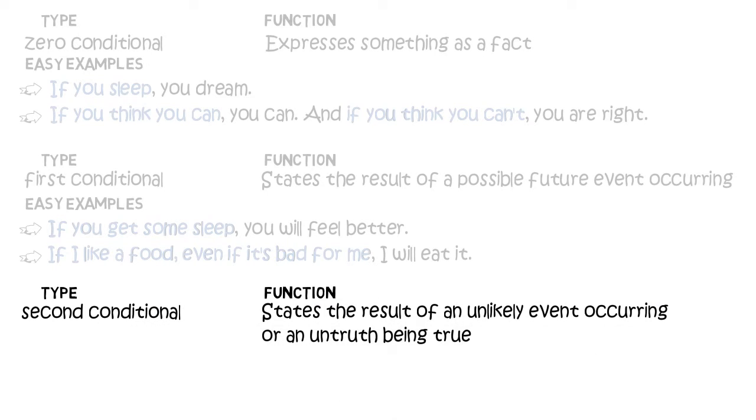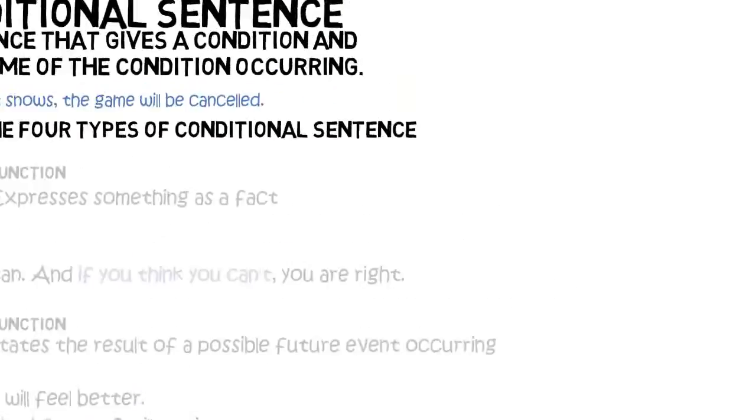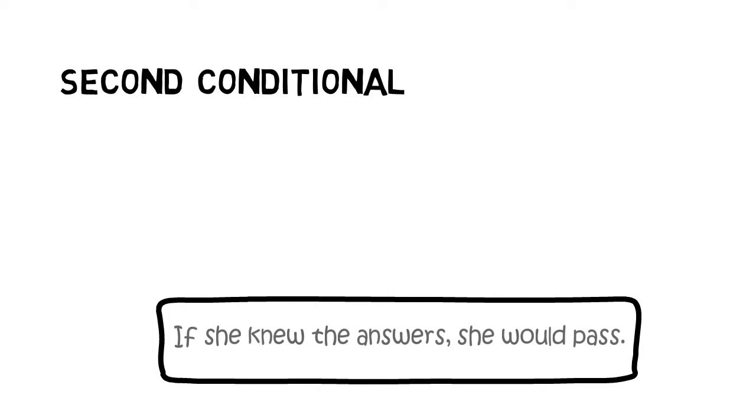Next, let's look at the second conditional. This states the result of an unlikely event occurring or an untruth being true. More on that in a second. Let's look at an example and the structure.